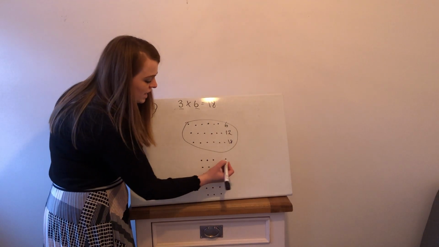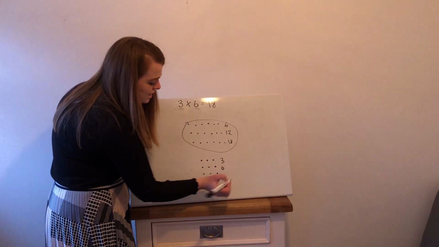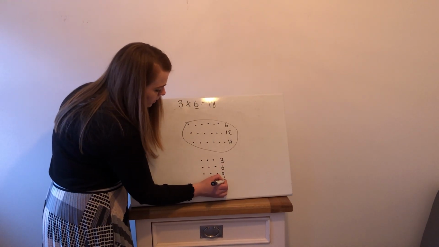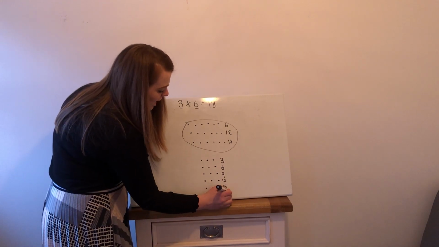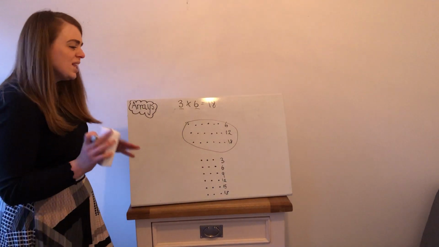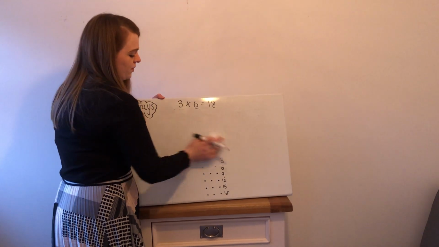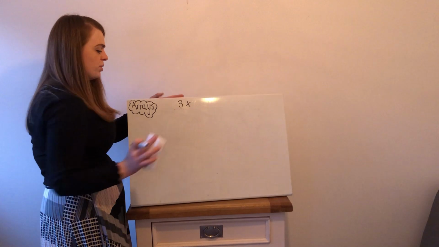So I know I've got 3, I don't need to count that first row. I know that double 3 is 6, 7, 8, 9, 10, 11, 12, 13, 14, 15, 16, 17, 18. So there I've got 2 different arrays that show that the answer is 18. I wonder if you got the same, boys and girls? Now if you're not sure, don't worry, because we're going to do a couple of more examples.